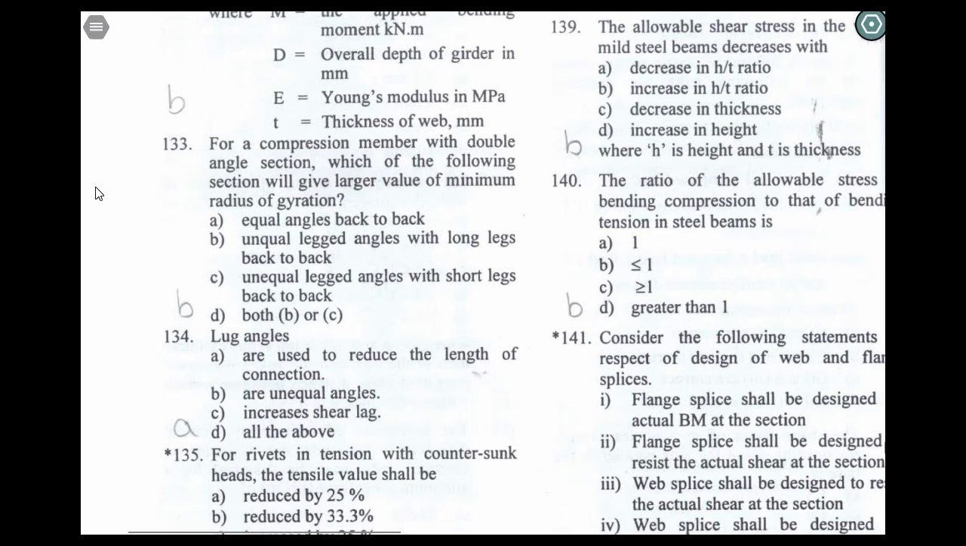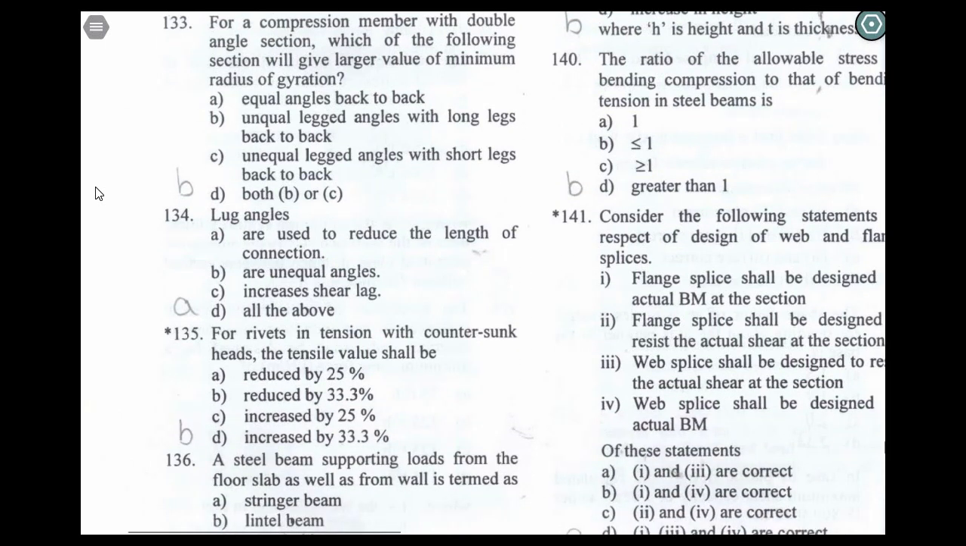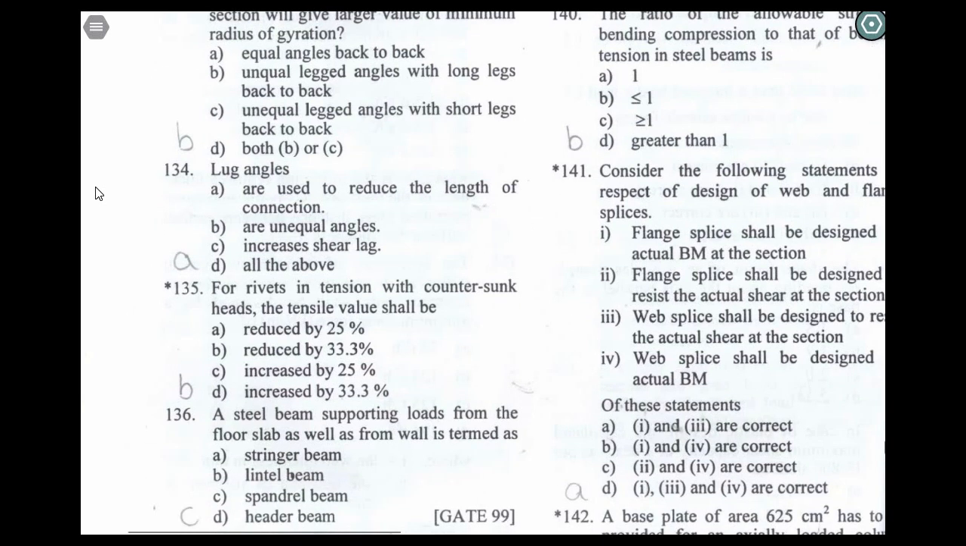Next question. Consider the following statements with respect to design of web and flange splices. Flange splice shall be designed to resist actual bending moment of the section. Correct. Flange splice shall be designed to resist actual shear at the section. False. Web splice shall be designed to resist actual shear at the section. Correct. Web splice shall be designed to resist actual bending moment. False. So the correct answer will be statement first and the third.